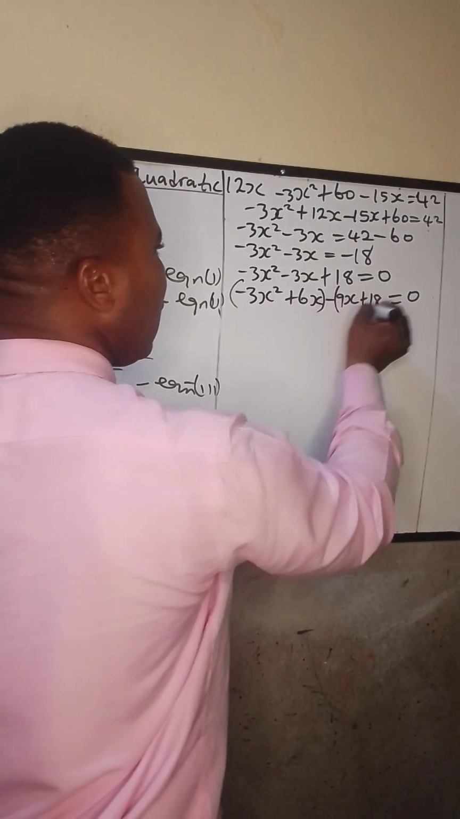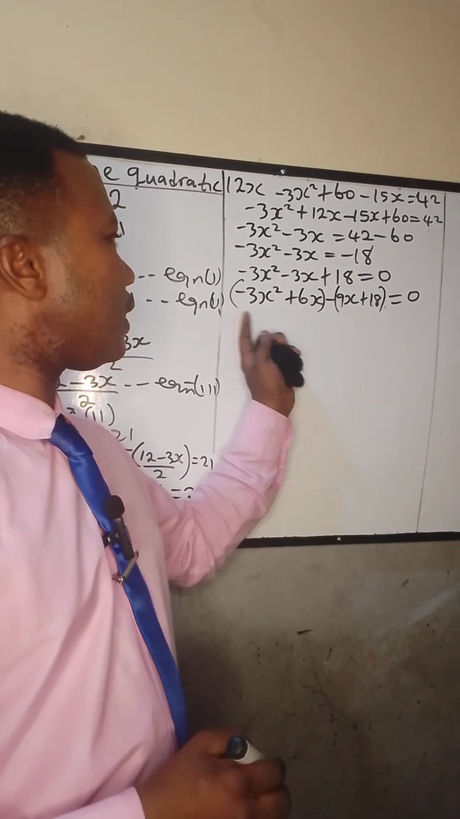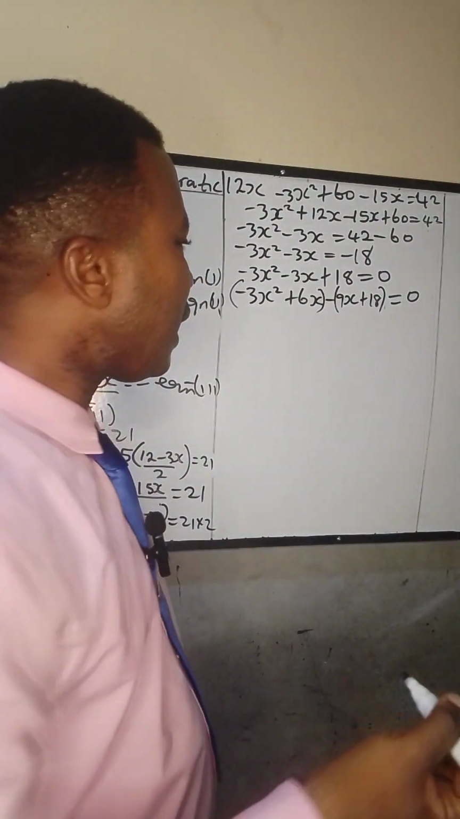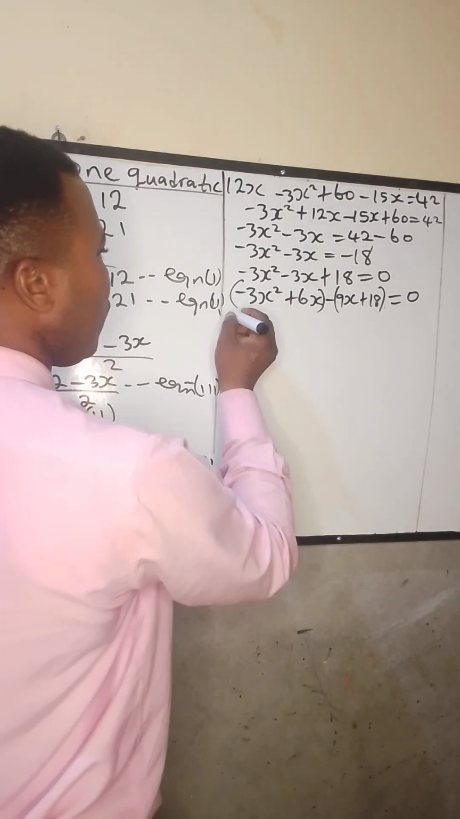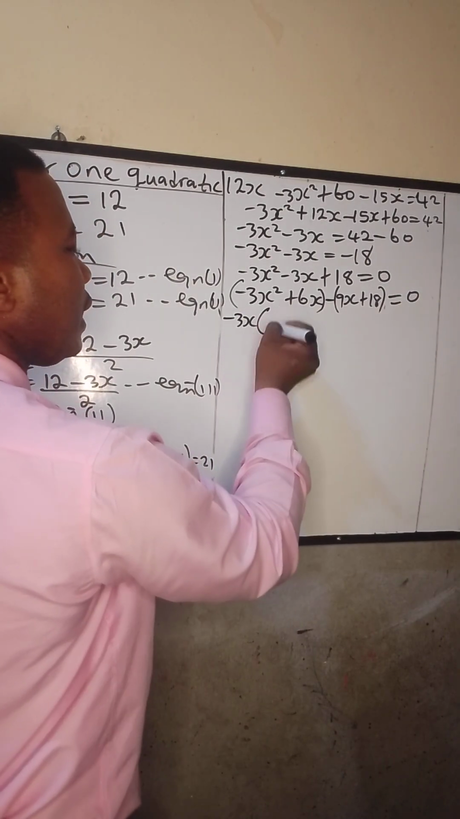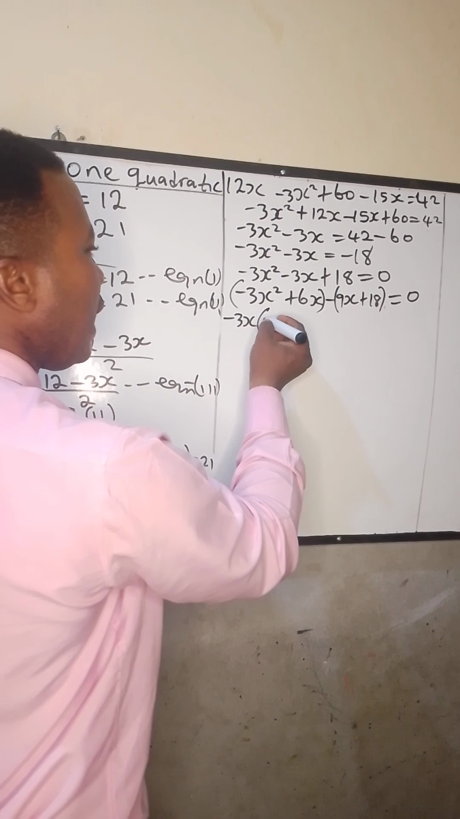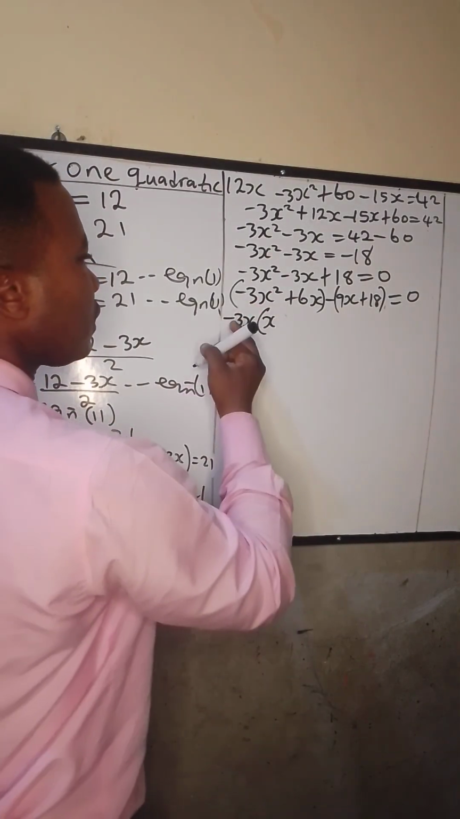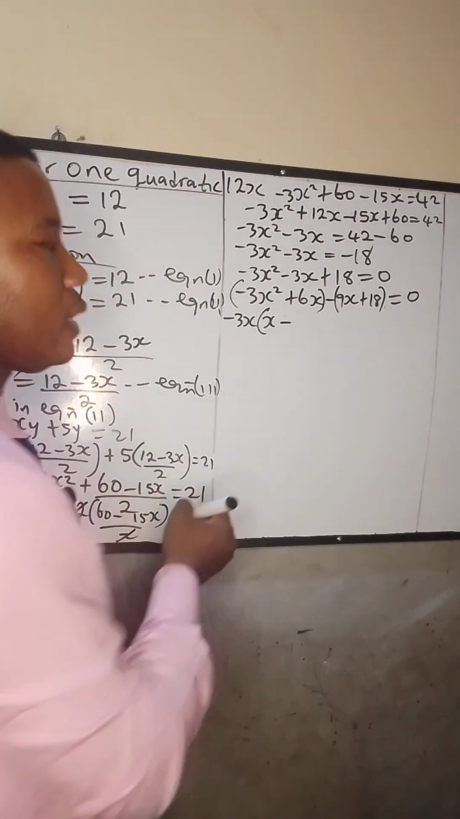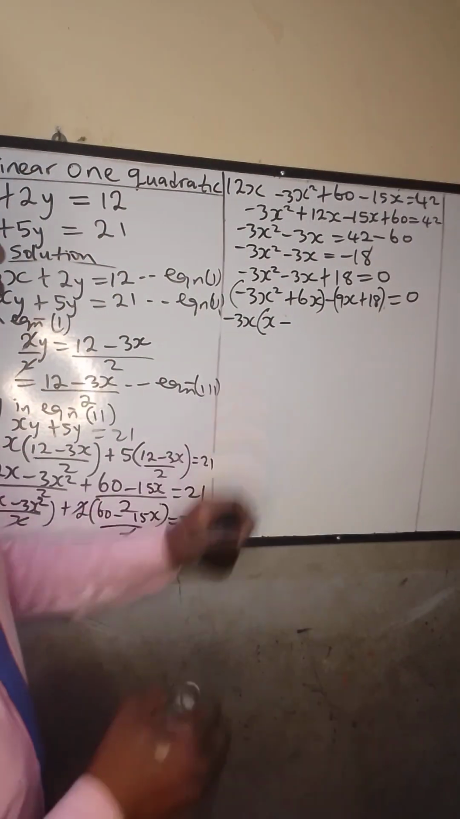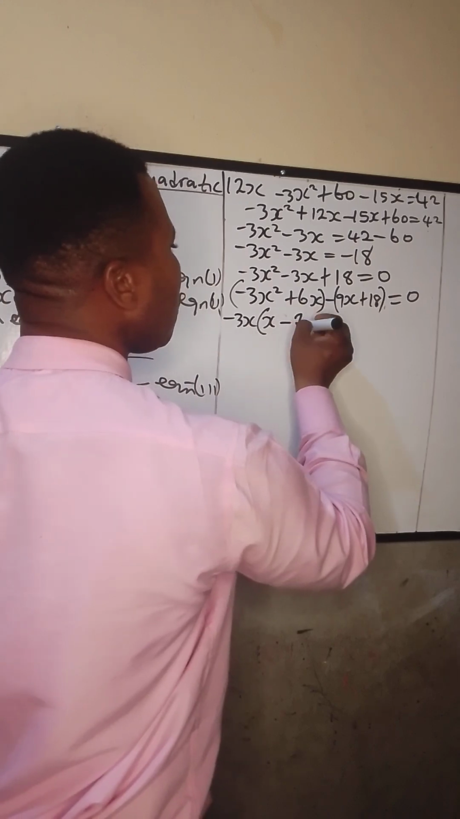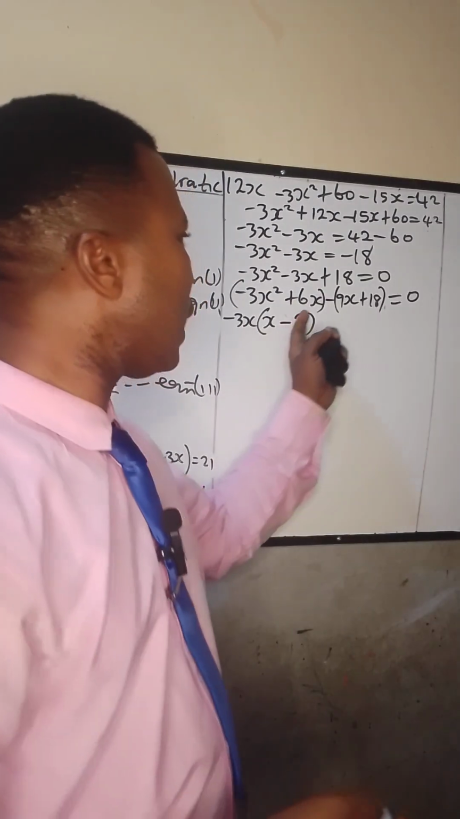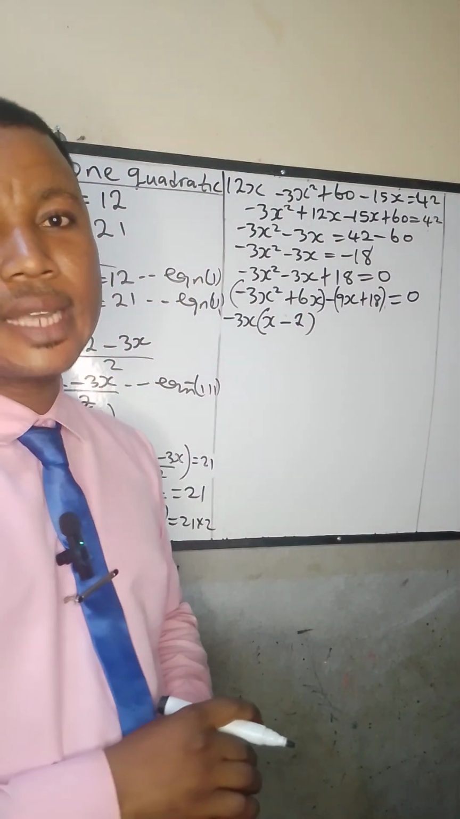Try to factorize this out to see. So what's common here? Here we take 3x. 3x is common here. Minus 3x is common here. So if you now have minus 3x here, then here will now give us x, because minus 3x times this will give us back this. Of course here will now give us minus, and 6x divided by this is giving us 2. Look at it. If you say minus 3x times 2, we still have plus 6x.